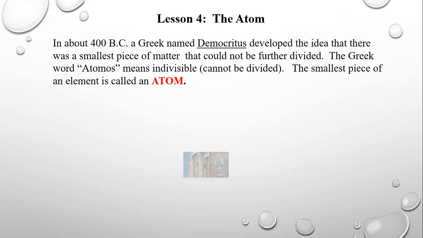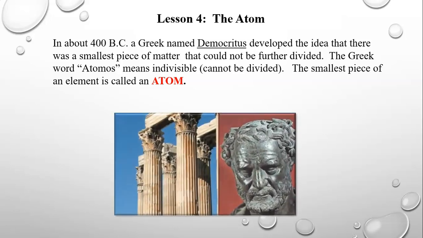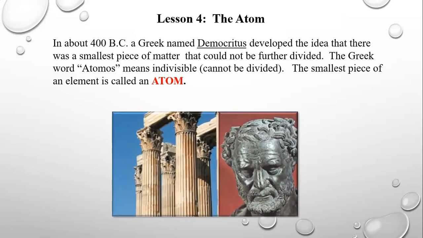In about 400 BC, a Greek named Democritus developed the idea that there was a smallest piece of matter that could not be further divided. The Greek word atomos means indivisible, cannot be divided. The smallest piece of an element is called an atom.